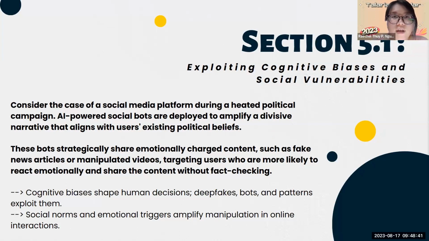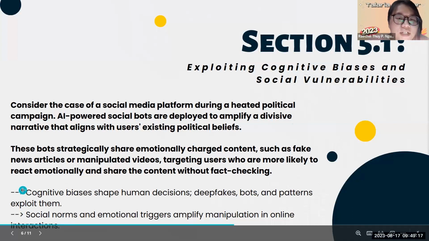that aligns with users' existing political beliefs. Whatever your perspective is, it tries to provide the same or similar content for you, and this strengthens your point of view and your belief. It doesn't give you an unbiased overview of the whole situation. It tries to make you even more prejudiced against or in favor of something.